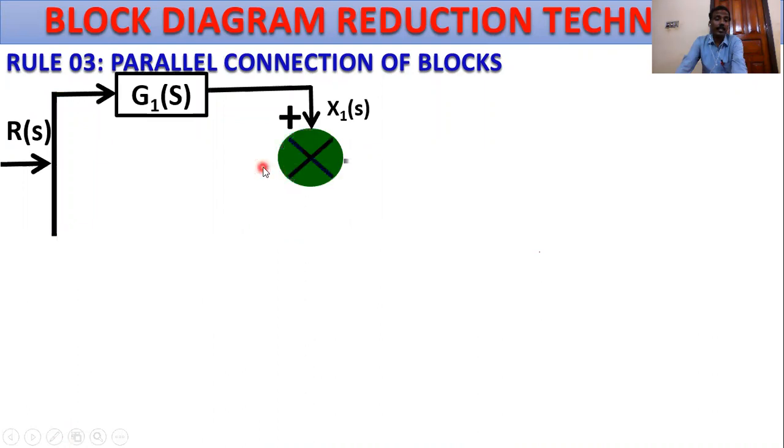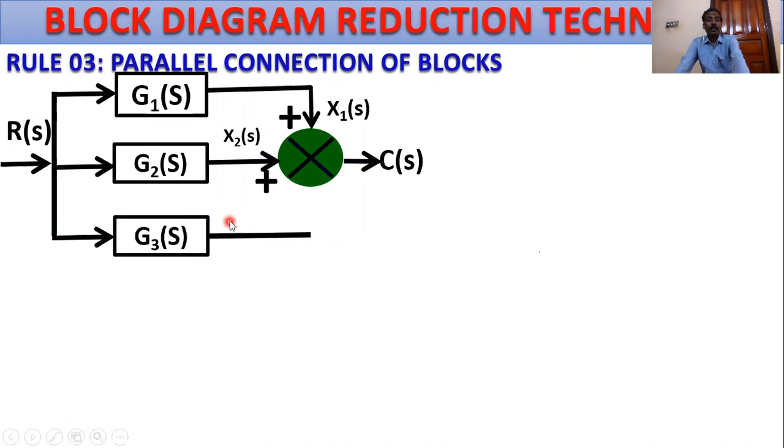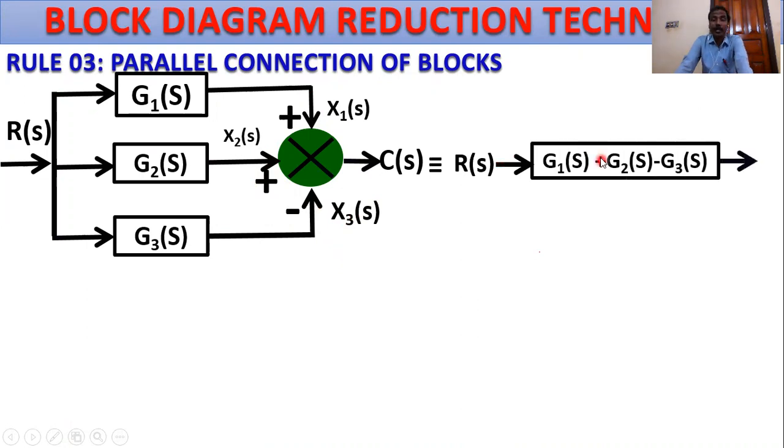So this is already discussed. R(s) is the reference input, G1(s), G2(s), G3(s) are the gains of the systems, and these are the positive forward path, positive forward path, and negative forward path, with the signal X3(s). Then C(s) equals R(s) times the equivalent circuit. This is the equivalent circuit for this parallel circuit: R(s) input and G1(s) plus G2(s) minus G3(s). For nth order parallel paths, G1(s) plus G2(s) minus G3(s) plus ... plus Gn(s).